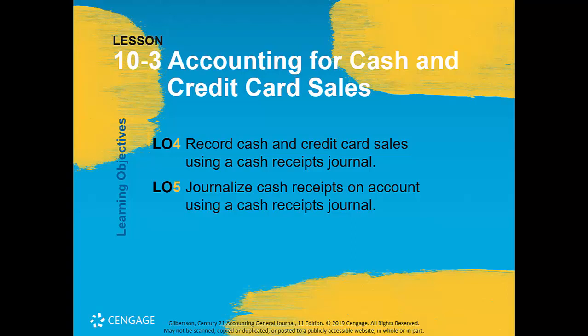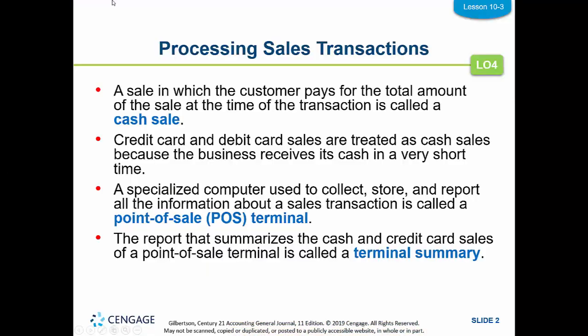All right. Section 10-3, what we are going to be learning. Your learning target for Monday is to record cash and credit card sales using a cash receipts journal and journalize cash receipts on an account using a cash receipts journal. Guess what new thing we're learning today? Cash receipts journal. Guess what we put in the cash receipts journal? Ooh, look at you with the fancy accounting words. You guys got it. You rock stars.